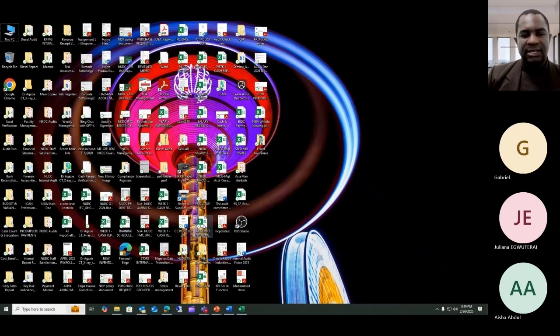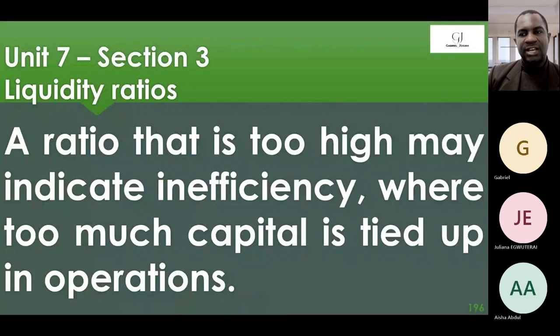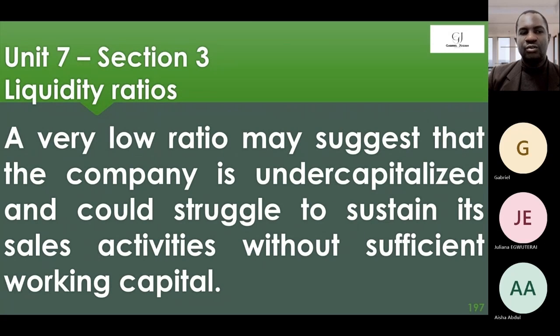So looking at our conversation, a ratio that is too high may indicate inefficiency, where too much capital is tied up in operations. Exactly. While a very low ratio may suggest that the company is undercapitalized and could struggle to sustain its sales activities, which is true. So you need to fuel the car. You need salespeople to go out to get more customers. You need salespeople to do advertisement, publicity, and all these things are paid from working capital.